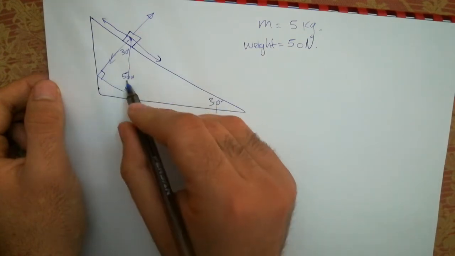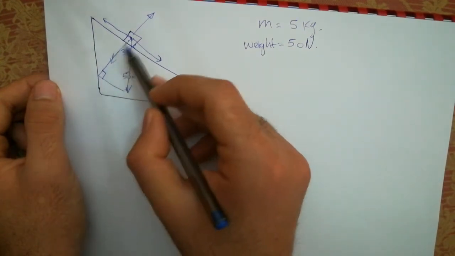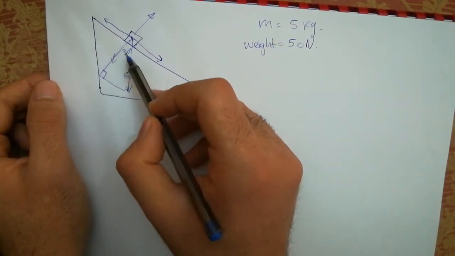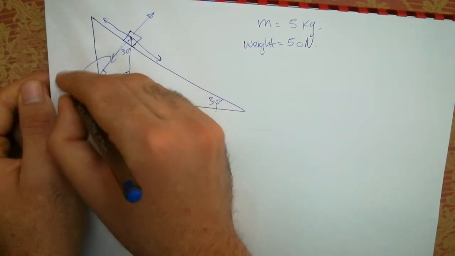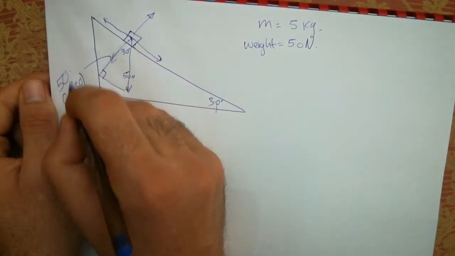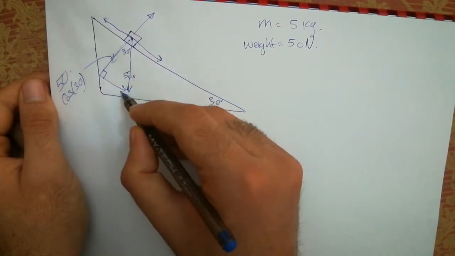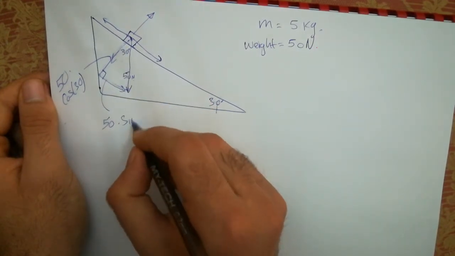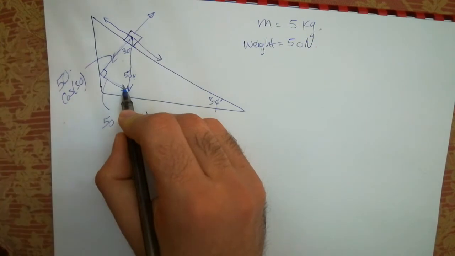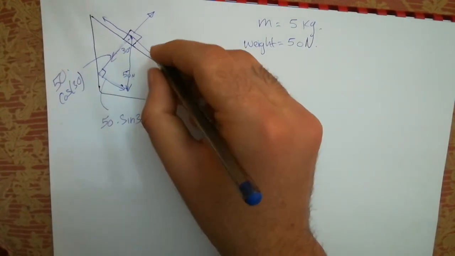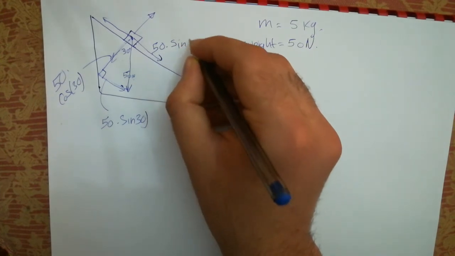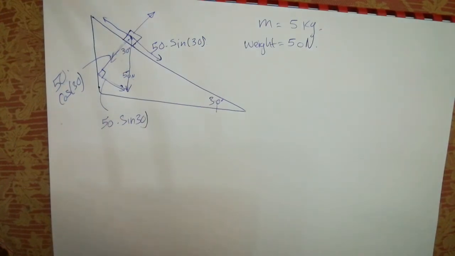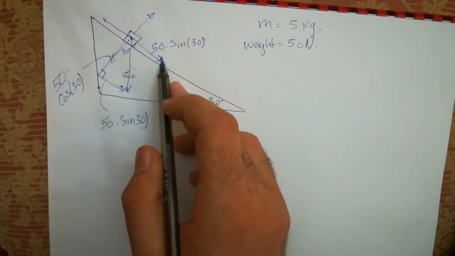So this is 50 newtons. Since we are trying to find the x component here and the y component there, this will equal 50 times cosine 30. And this component right over here will equal 50 times sine 30, which is the same as this component right over here. So you'll get 50 times sine of 30, and this is 50 times cosine of 30. 50 sine 30 is half, so we know for sure that is 25 newtons.